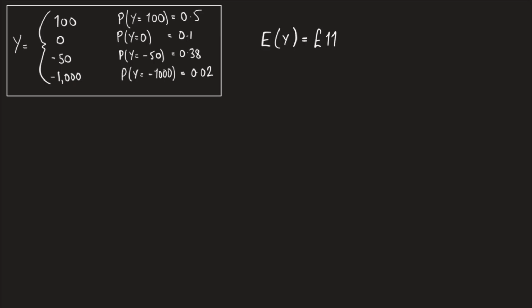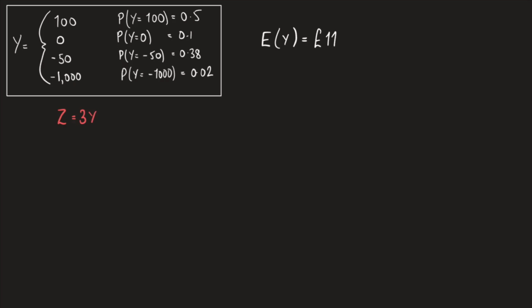Well, essentially, we're generating a new variable z, which is equal to 3 times the outcome of y, because whenever y makes a profit of £100, the profit that we make from 3 shares is going to be equal to £300, and so on.